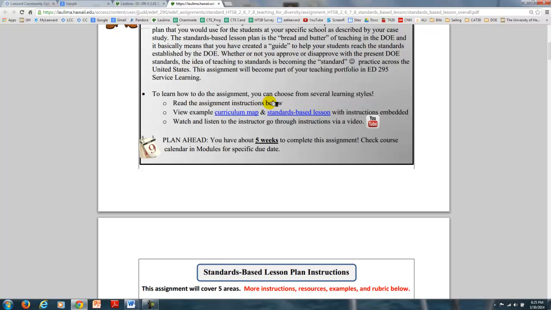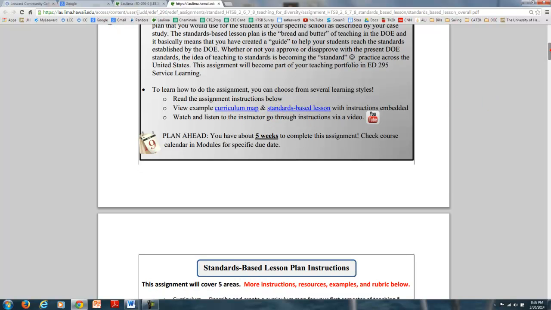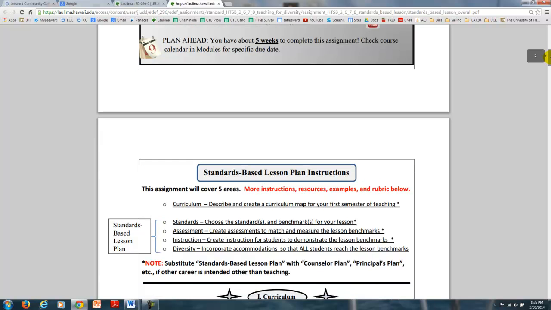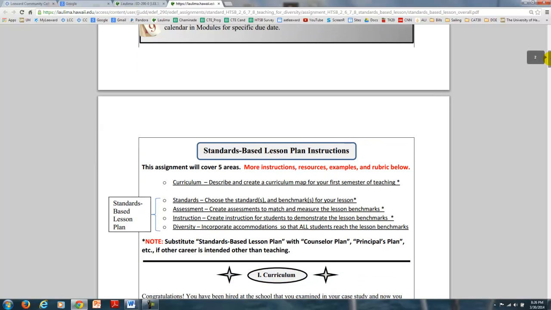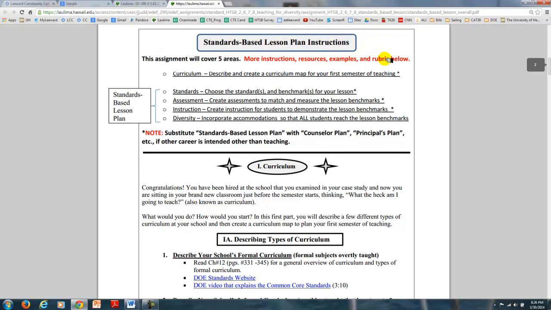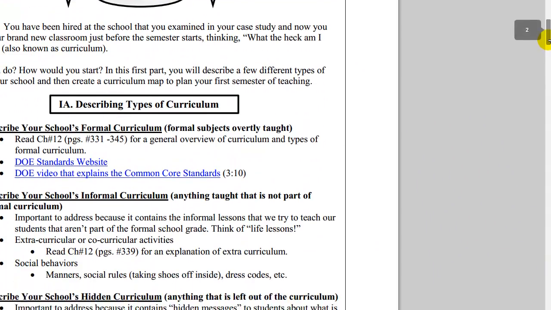To learn how to do this assignment, you can read the instructions, look at the embedded instructions and curriculum map and standards-based lesson here, or you can listen to these instructions. You have about 5 weeks to complete the assignment, and please make sure to check your course calendar and modules for specific due dates. Basically the standards-based lesson is broken up into two parts. First is the curriculum and being able to describe and create a semester map, which is worth 100 points. And then the other 100 points is the actual standards-based lesson plan itself, by completing the 4 parts of the lesson plan. So let's go ahead and look at what you need to do for curriculum.